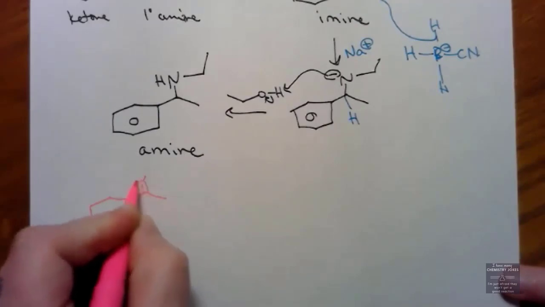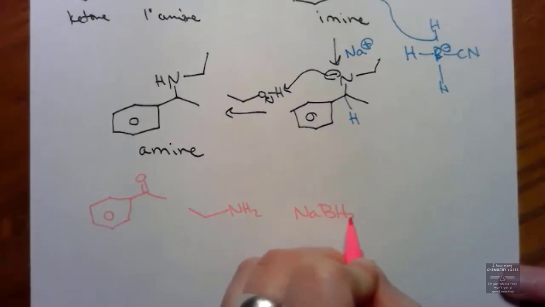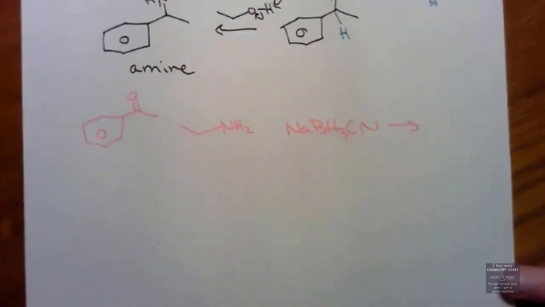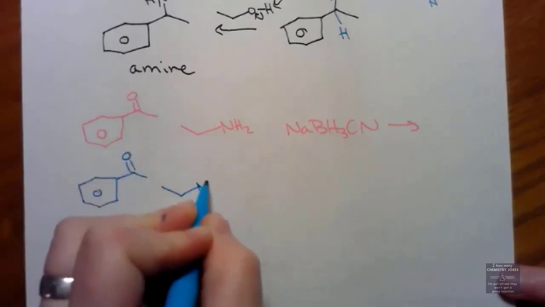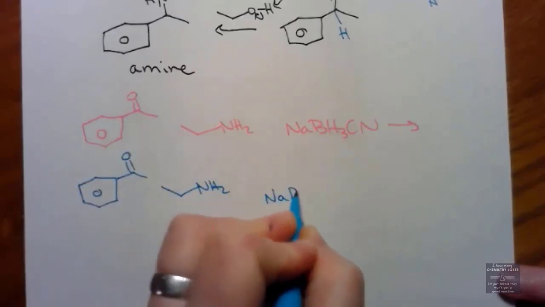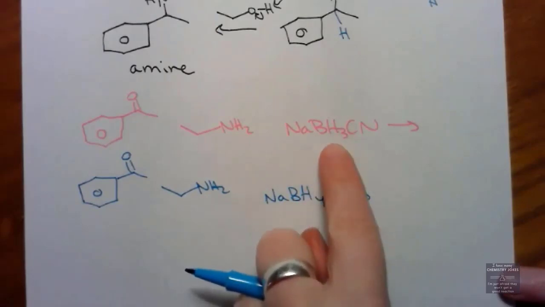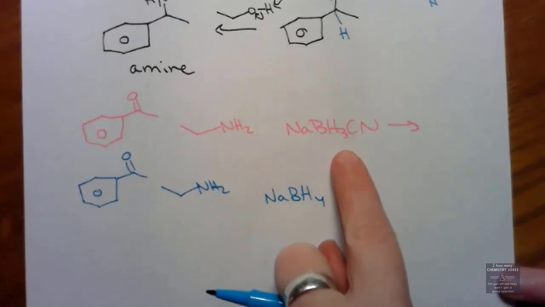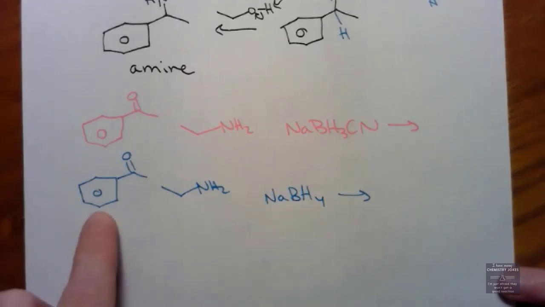If you had all of this stirring around in a pot together, you would get the product that we just predicted. However, if you have all of this stirring around in a pot together, you will not get the product we just predicted. Wait, what? What's the big difference? Sodium borohydride versus sodium cyanoborohydride. This one is a weaker hydride donor than that one. So this hydride donor is capable of reducing your ketone.